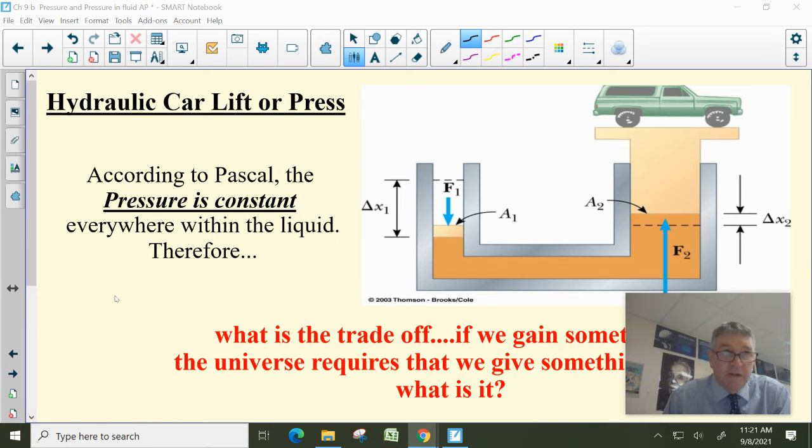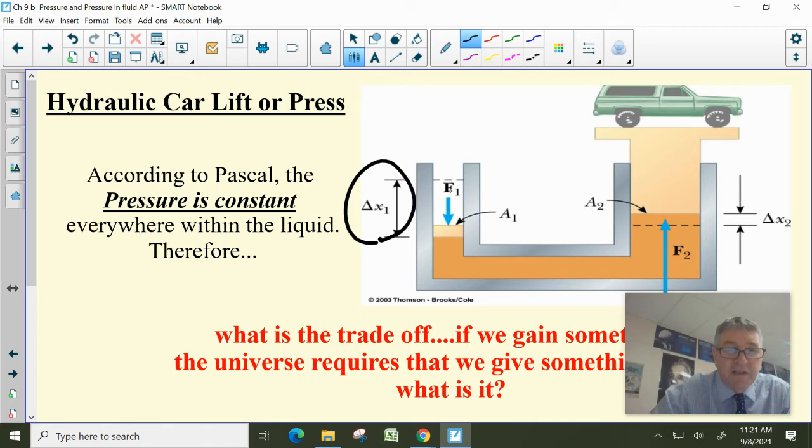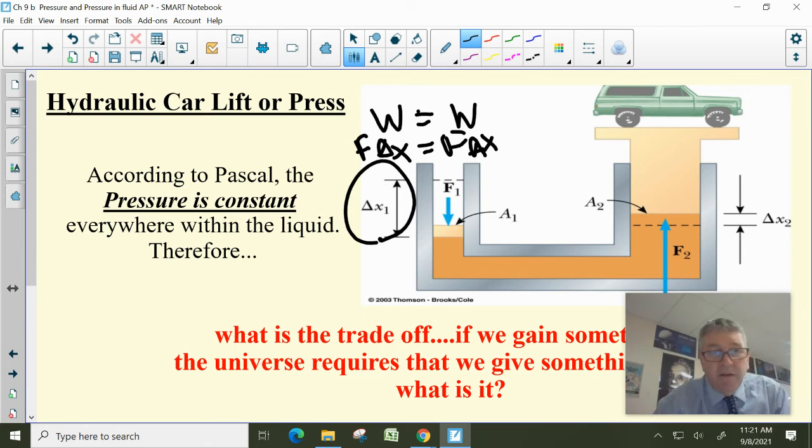When I do work, I give something energy. So when I do work, when I apply a force over a distance, so here's my force being applied over some distance. Well, the product of these things, the work being done, has to be conserved. The work in and the work out has to be the same. So the force times the displacement equals the force times the displacement, delta X. So if you look here, if I make this force small, then I get a big force out on this side.